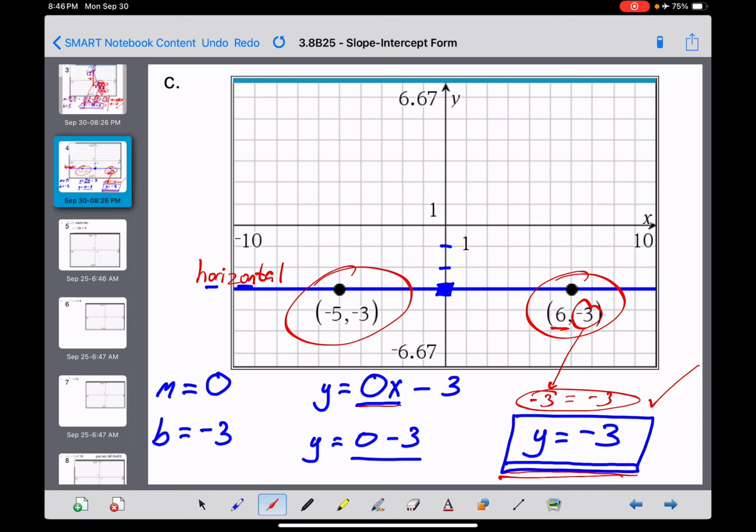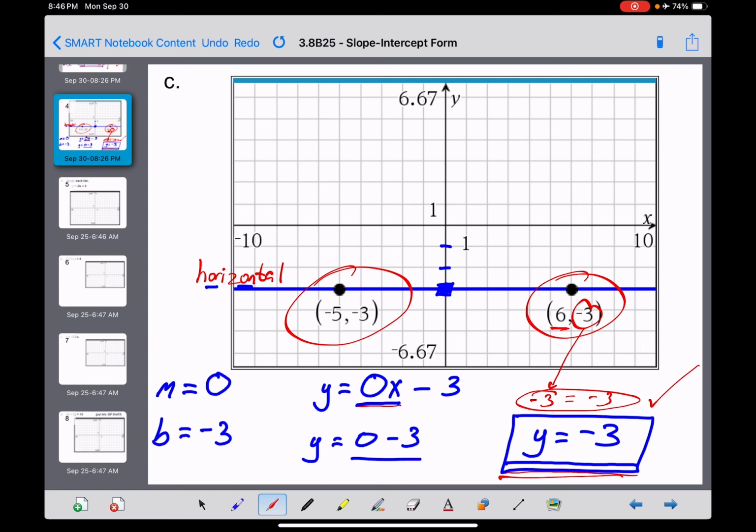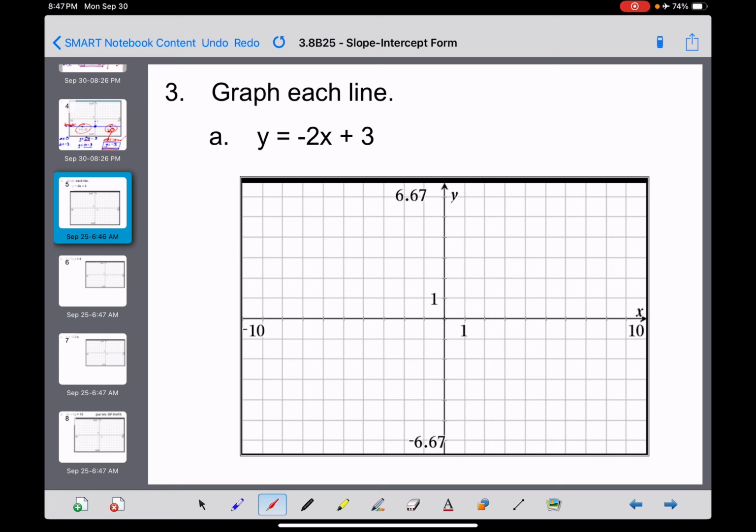All right, guys, so that was kind of an introduction to slope-intercept form and 3 problems where I gave you a graph and asked you to come up with the equation. Now we're going to reverse that skill here, and in the next 4 problems, I'm going to give you guys an equation that's in a form, and then we're going to try to graph from slope-intercept.